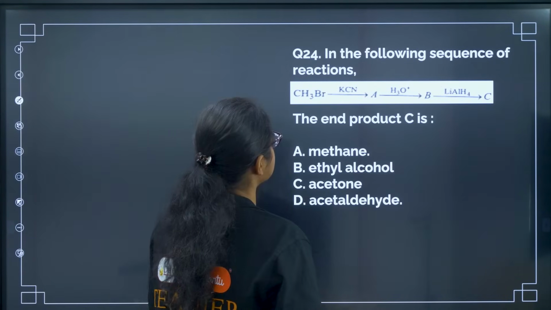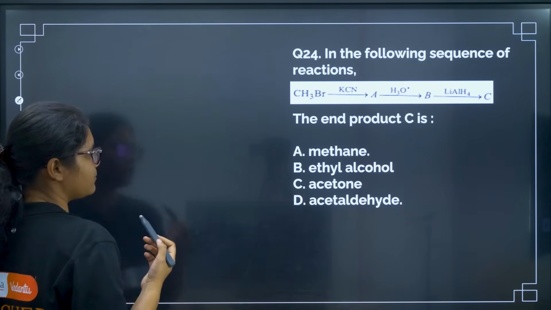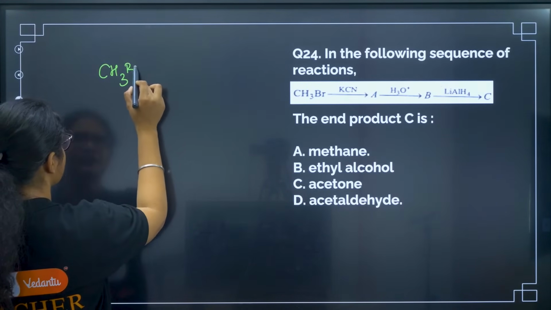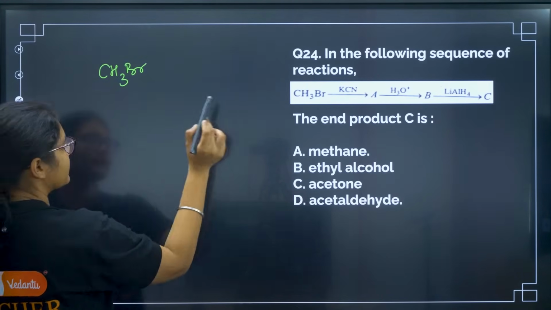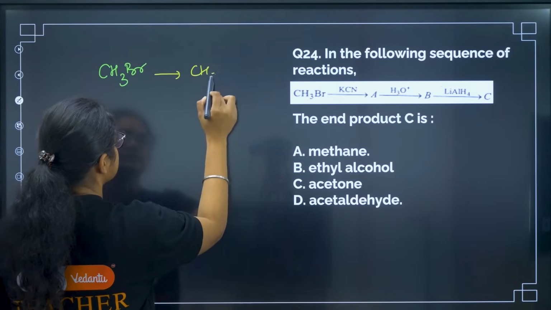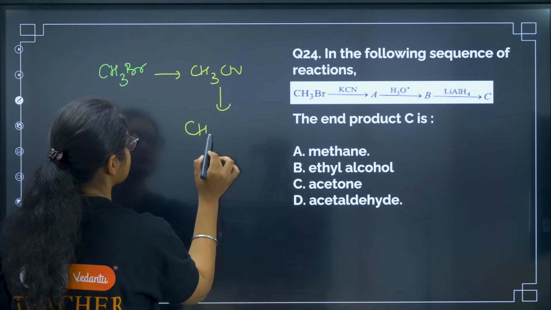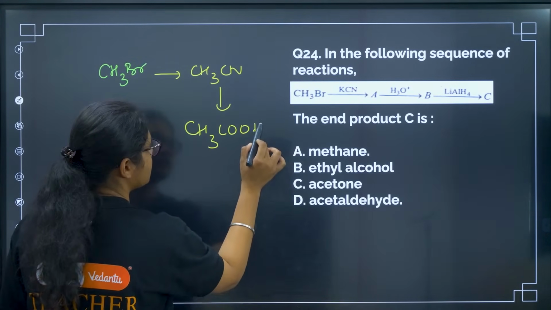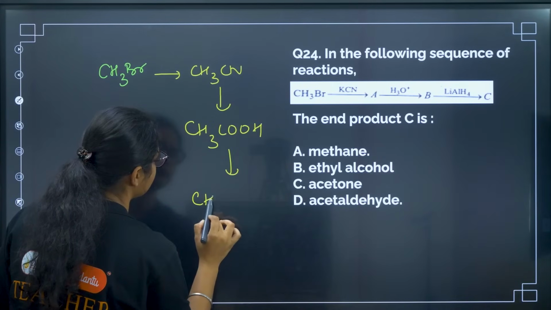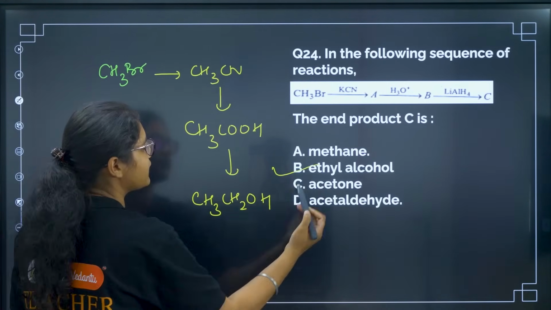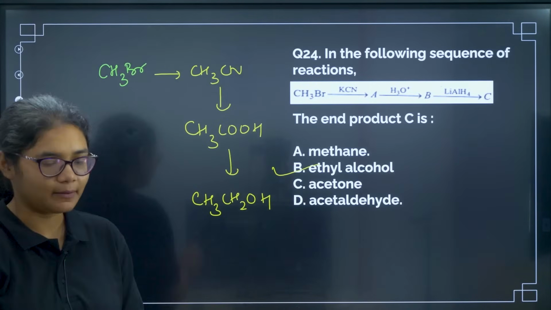Now let us see the next question. In the following sequence of reactions, we have to just find out the product here. First of all, CH3Br is treated with KCN. So we will get CH3CN. Then when you treat it with H3O plus, it will be converted to acid. Then when you do it with lithium aluminum hydride, we will get ethyl alcohol, right? The correct answer for this question is option number B.